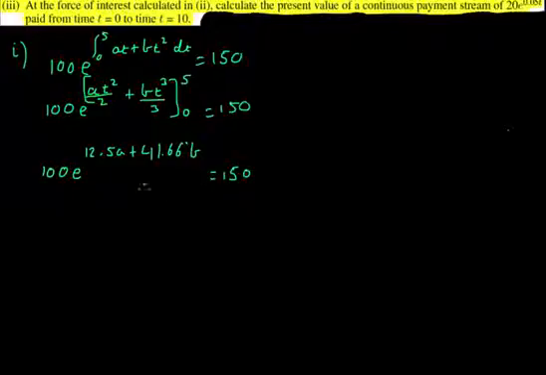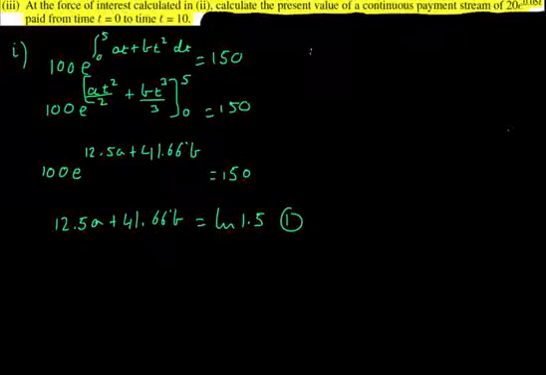And let's simplify this a bit further. We'll divide by 100 and then take the natural log of both sides. So 12.5a plus 41.66b equals the natural log of 150 divided by 100, which is 1.5. Okay, so that's our first equation.